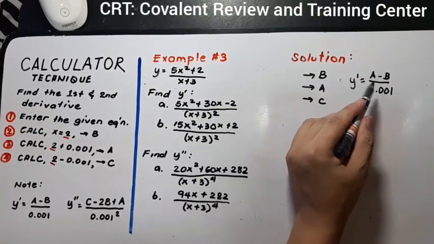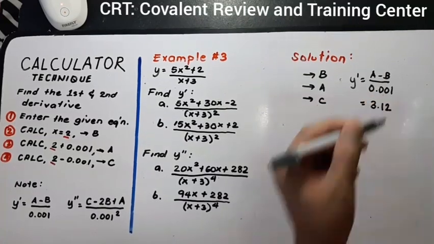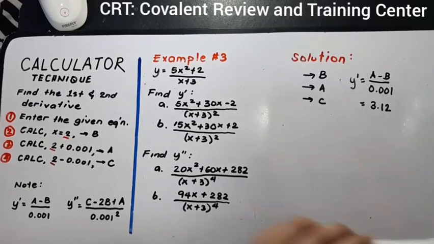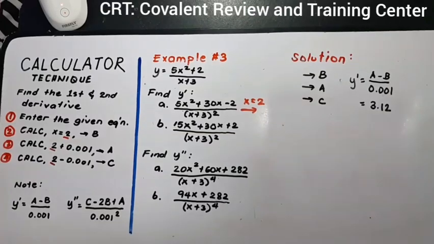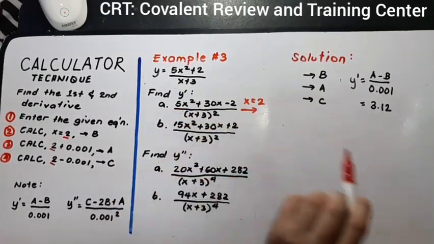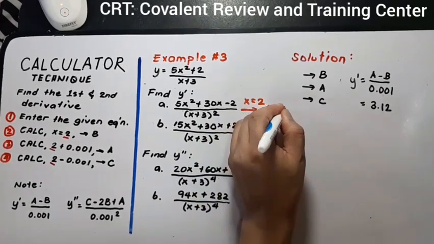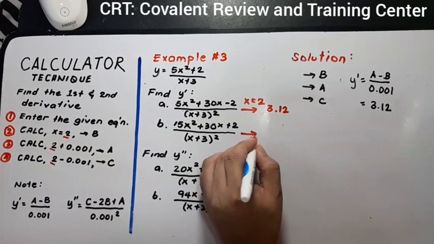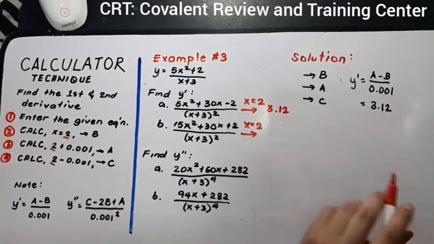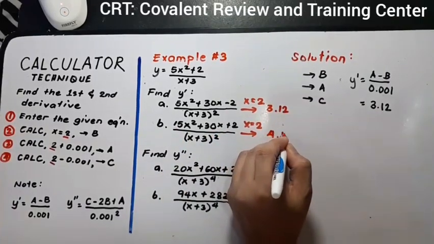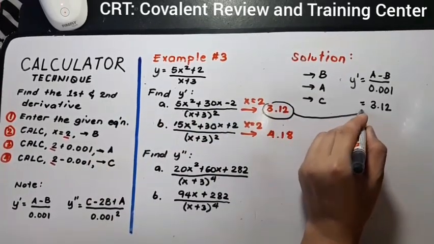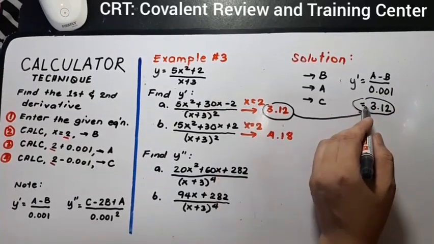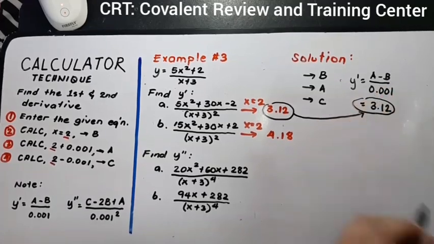And the result of this formula is 3.12. Then let us now determine between A and B the correct answer by substituting x equals 2. So for letter A, if we substitute x equals 2, the result is 3.12. Then for letter B, if we substitute x equals 2, the result in letter B is 4.18. Therefore, between A and B, the answer is letter A. Because this is the same as our y prime using our formula, 3.12.